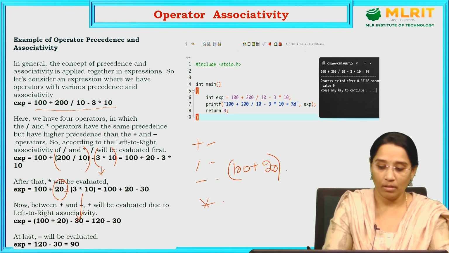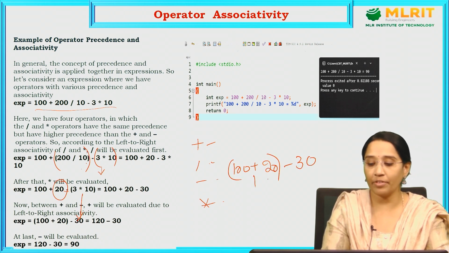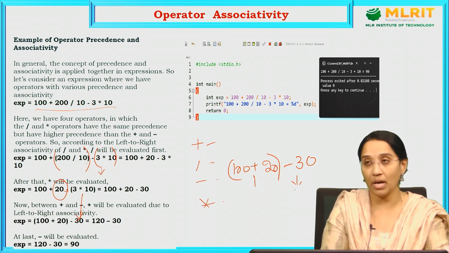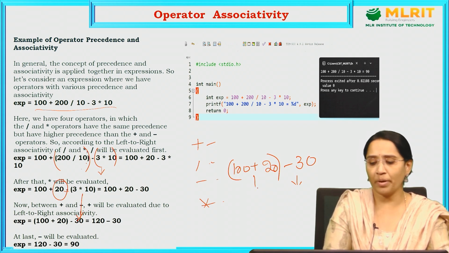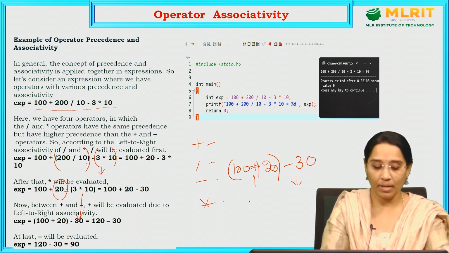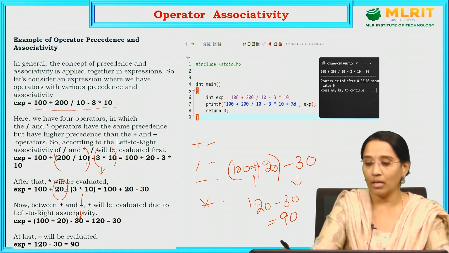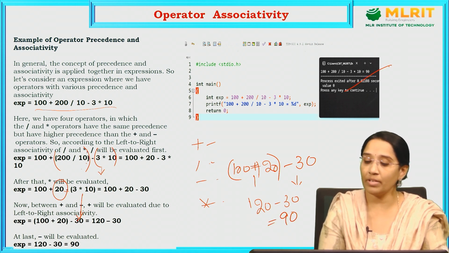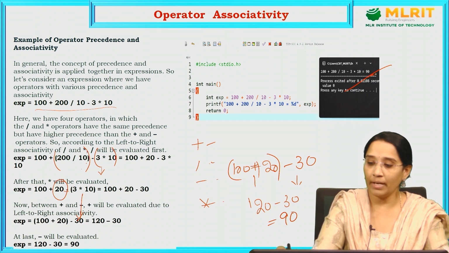20 minus 30. So, now we are left with 2 operators, plus and minus. Between plus and minus, the highest precedence or priority will be given, obviously, to the plus operator. So, 100 plus 20, 120 minus 30, the answer will be 90. So, this one was executed by me, and you will get the answer 90.